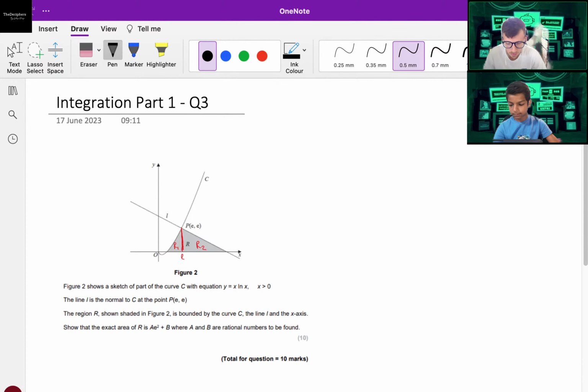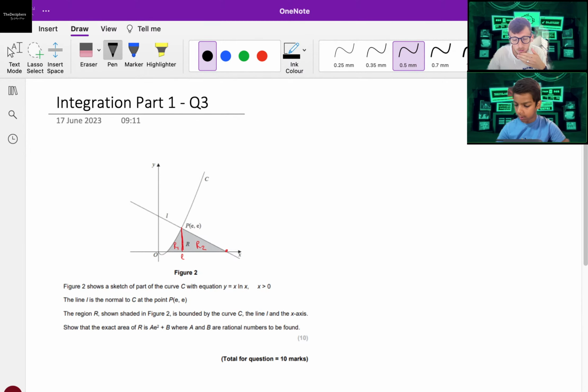So before we think about integration, let's think about how we're going to find the area of that triangle. So we've got the height of the triangle. What do you think we need? We need the width. Good. So we're going to need to find this point here, where it cuts the x-axis, and then take that away from e.